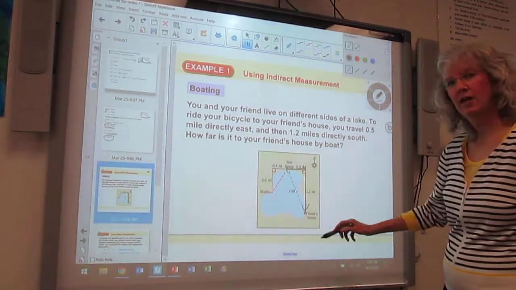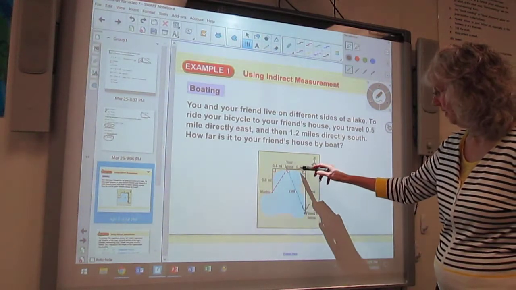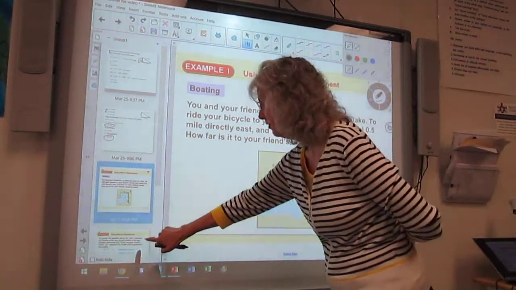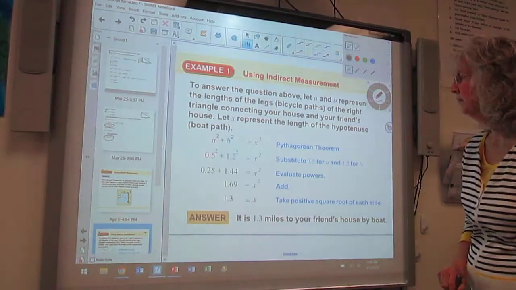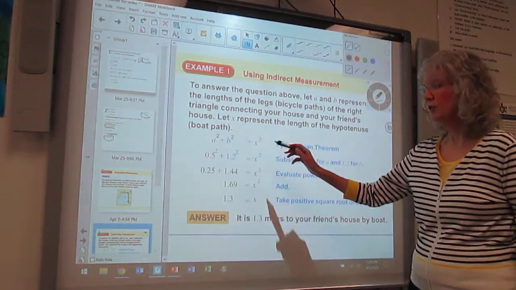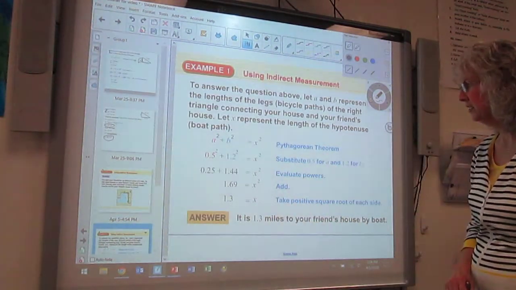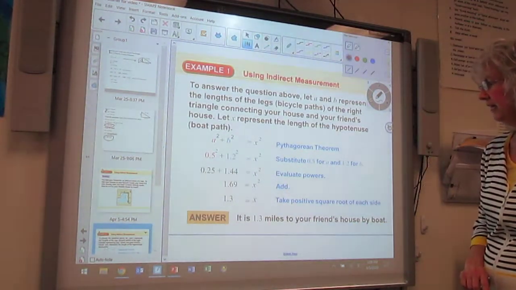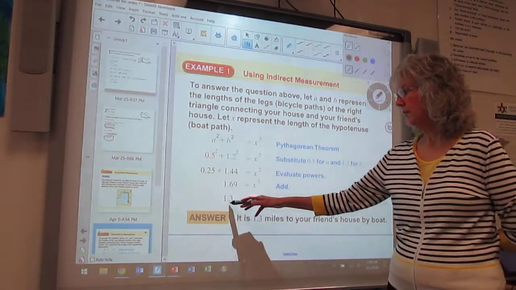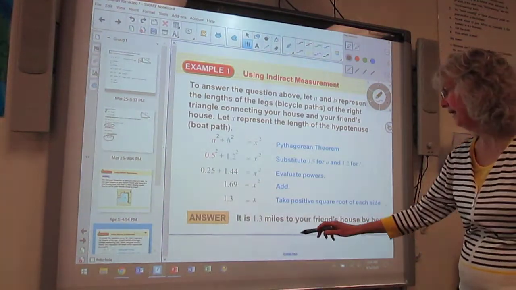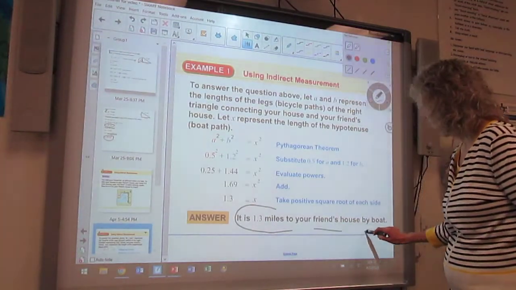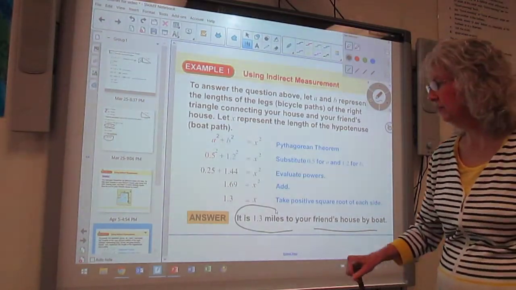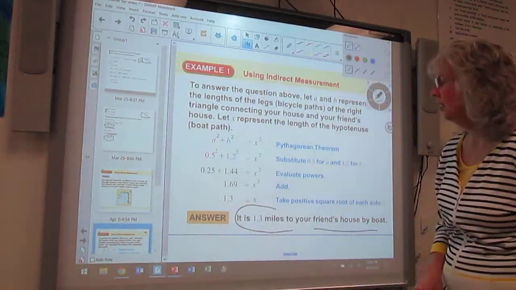Well, we have a right triangle there. We know a, we know b, this is our hypotenuse. So let's look at how to put that together. We knew a and b, and we're looking for c. Well, they call it x here, so we'll stick with the x. Plug in your values for a and b, crank that out, and your x, which is your hypotenuse, is 1.3 miles, and that's how far it is to your friend's house by boat. That's a nice practical problem. We do those a lot in geometry.